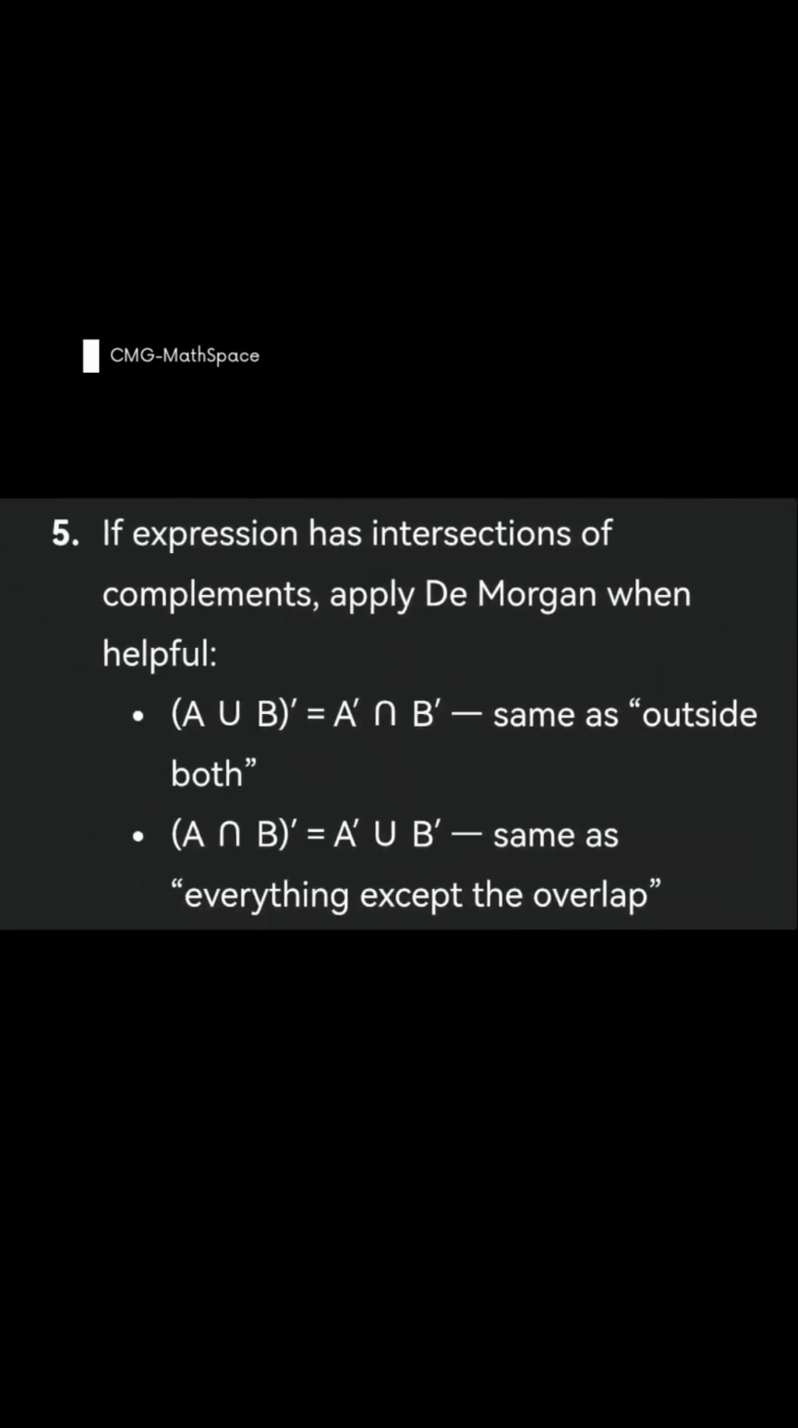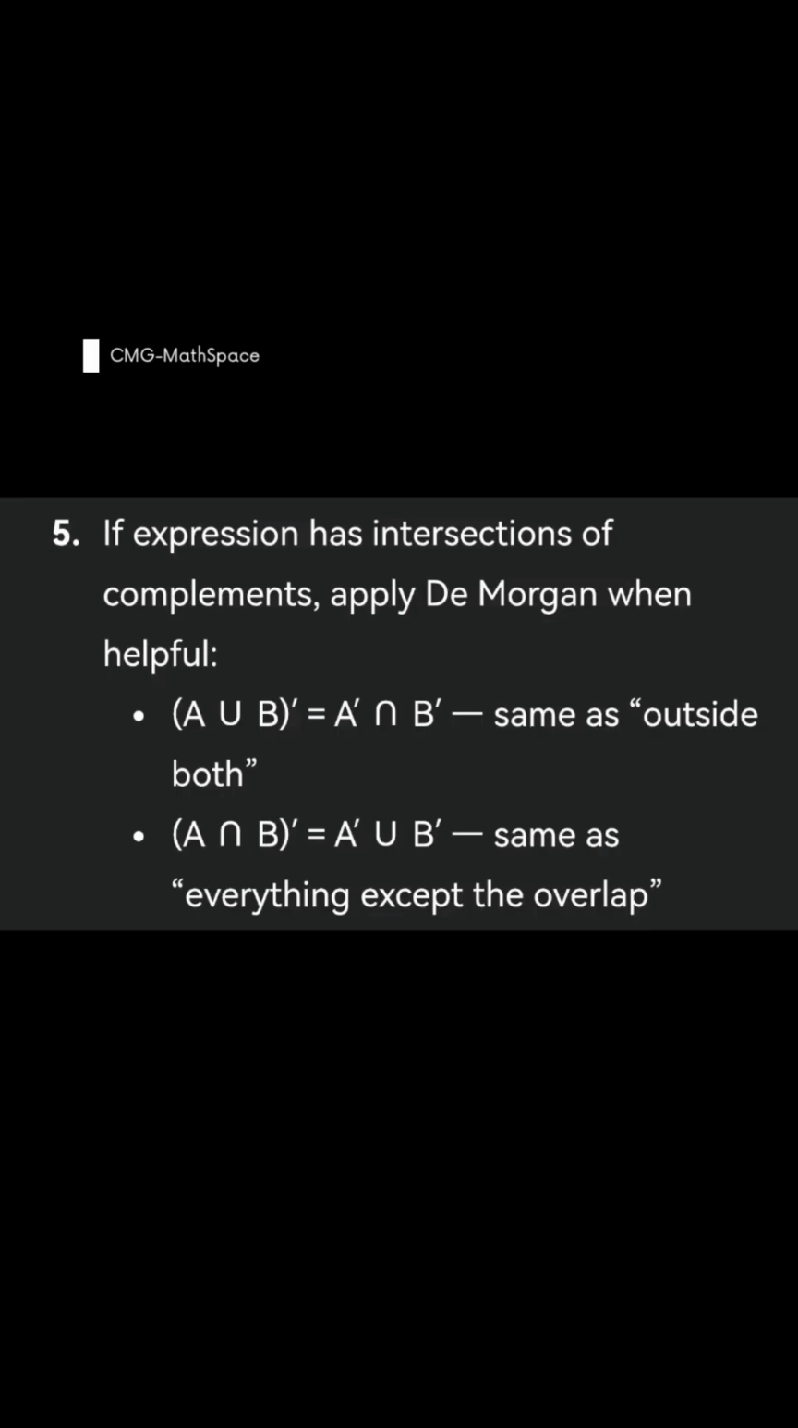So that is it. Now we have 5. If the expression has intersections of complements, apply De Morgan when helpful, right? The De Morgan rule is we have these two rules. It's as simple. So we have A union B all complement, which can be expressed again as A complement intersection B complement, right? So which means you shade what? Which means what?